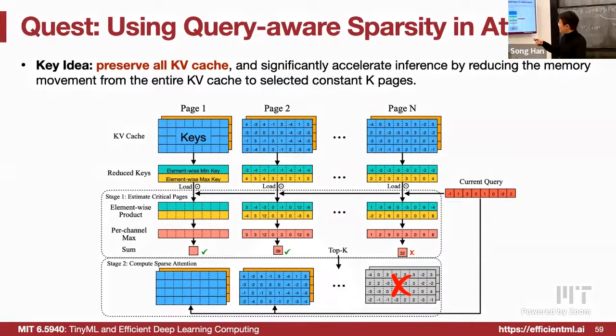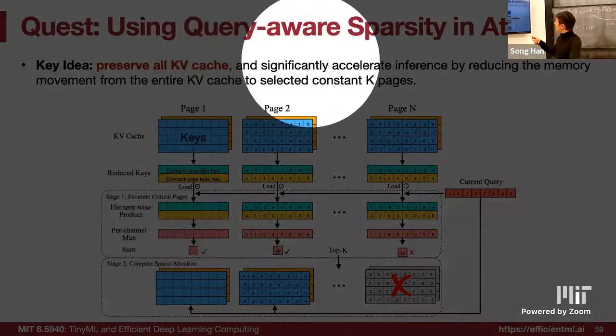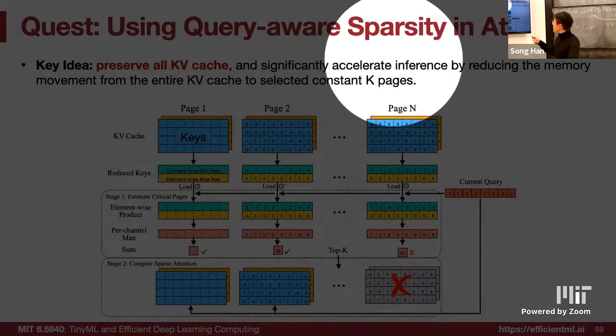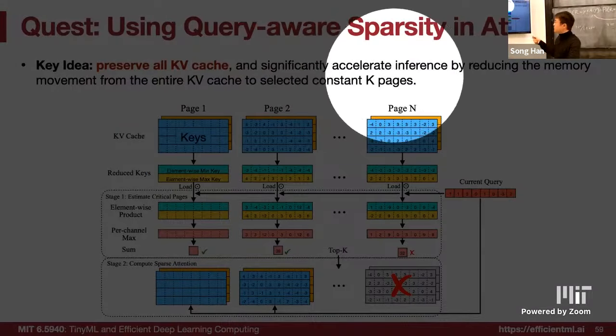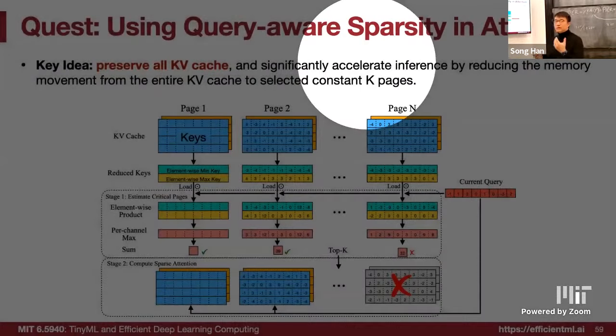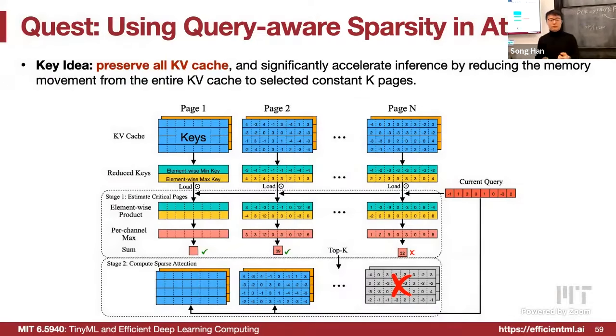So we keep everything in the KV cache. We don't save the memory capacity, but we save the memory data movement. Okay? So we only fetch those KV pages if they are important. Otherwise, we keep them in memory but we don't fetch them. So how do we do that?